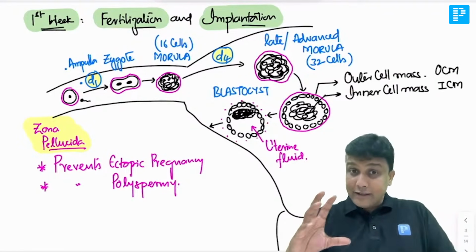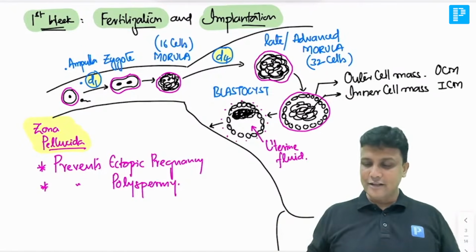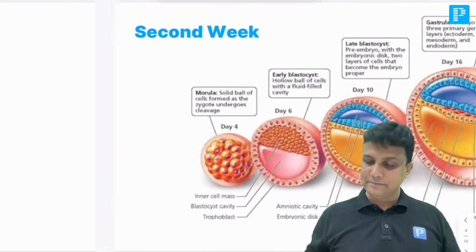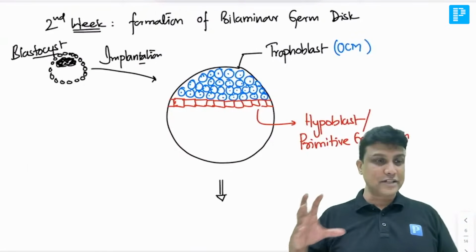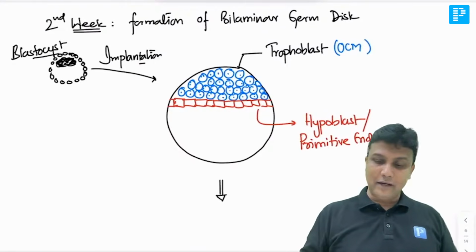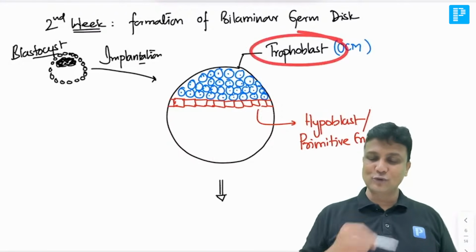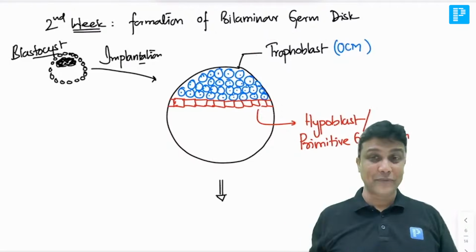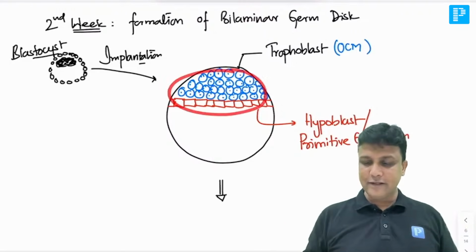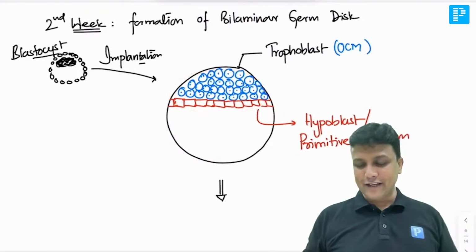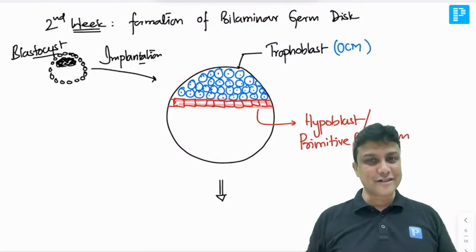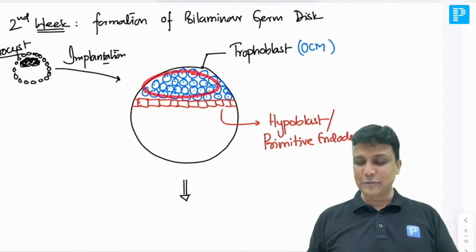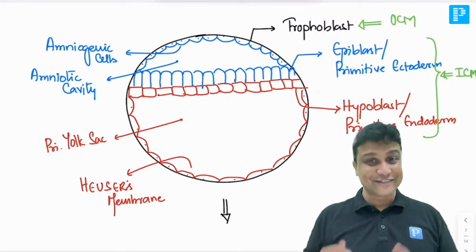Okay. The moment the blastocyst is implanted, the outer cell mass is going to become what, sir? Trophoblast. The outer cell mass is going to become trophoblast. Then, sir, what about the inner cell mass? In the inner cell mass, only one layer is modified into hypoblast, and the remaining cells are going to become what, sir? Epiblast. Is it making sense?